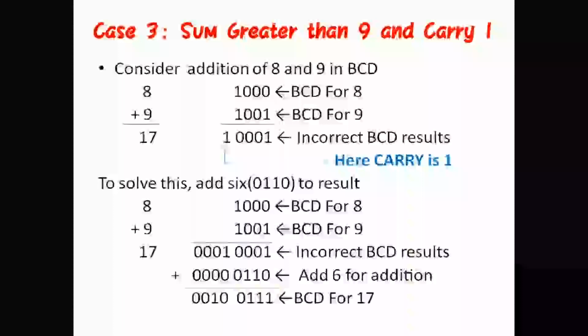So what I have got? The first 4 digits and the second 4 digits. The first 4 represent 1, the second 4 represent 7. So I got 1 and 7 here. This is the BCD for 17.